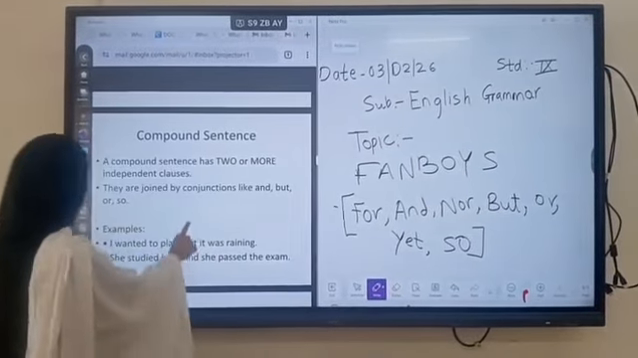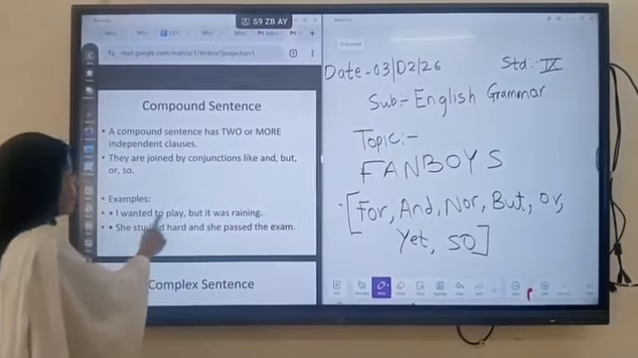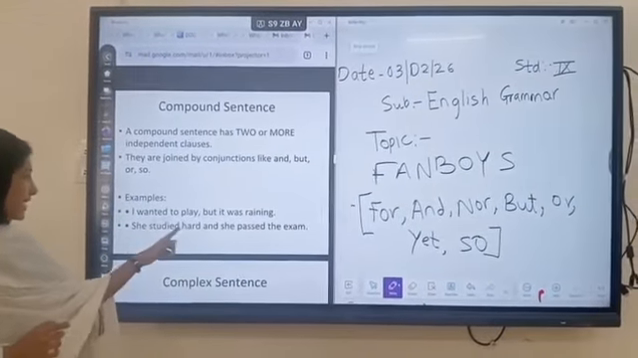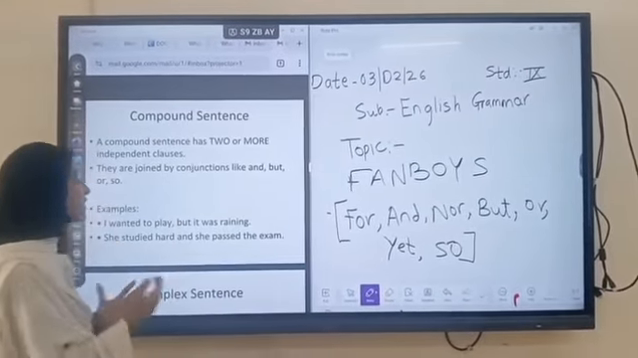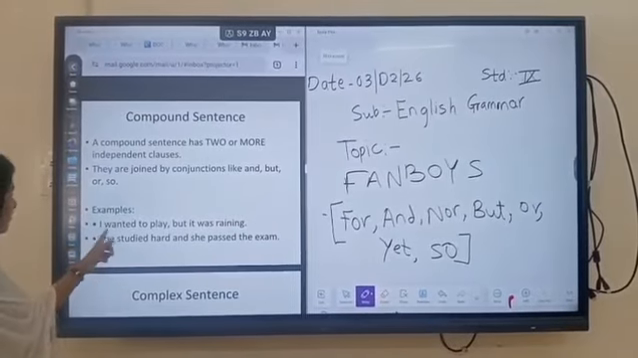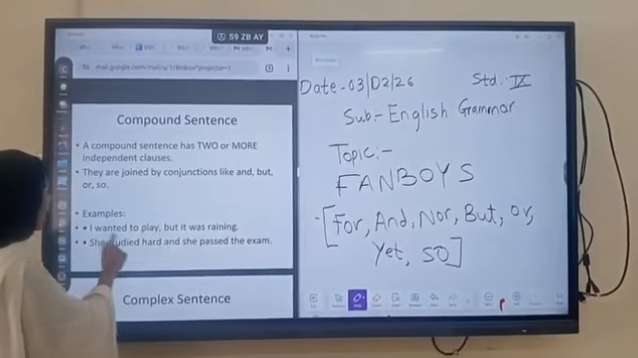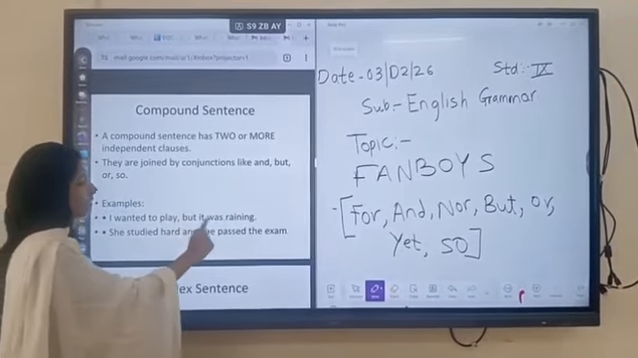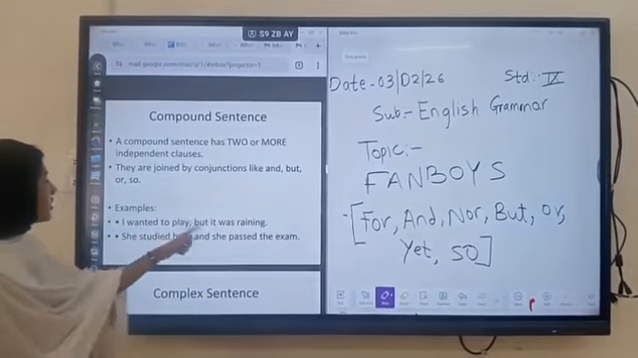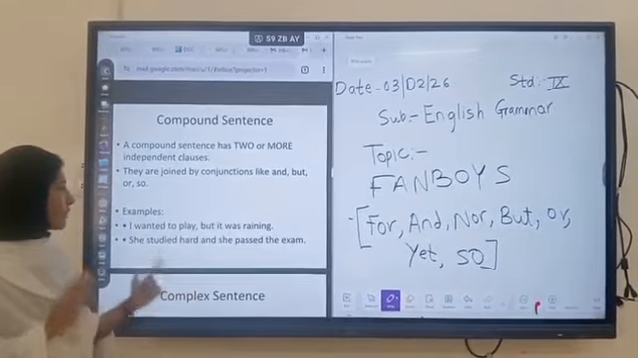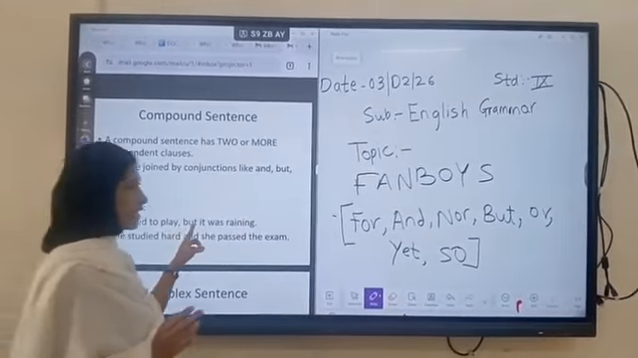For example, I want to play, but it started raining. Here, I want to play is one independent sentence, and it was raining is another independent clause. Here, the two sentences have two different verbs. See, I want to play, play is one verb, but it was raining, raining is another. So two complete ideas, two complete thoughts, are joined together by the word but.